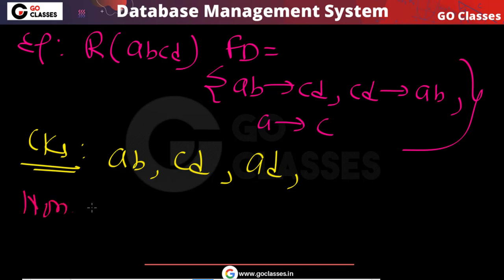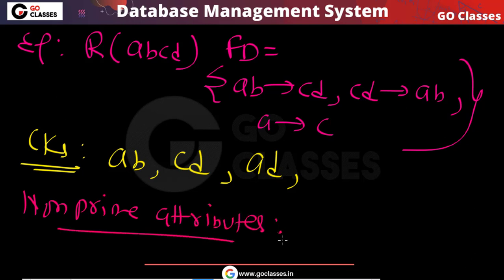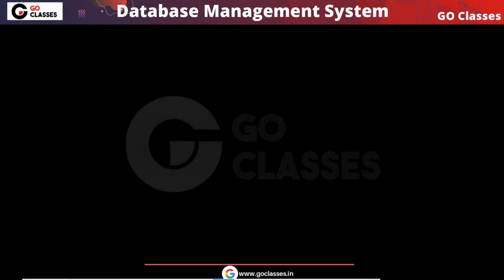So what are the non-prime attributes? Here there is no non-prime attribute among A, B, C, D. Actually none of them. If there is no non-prime attribute, then a violation cannot happen, so the relation is in 2NF.